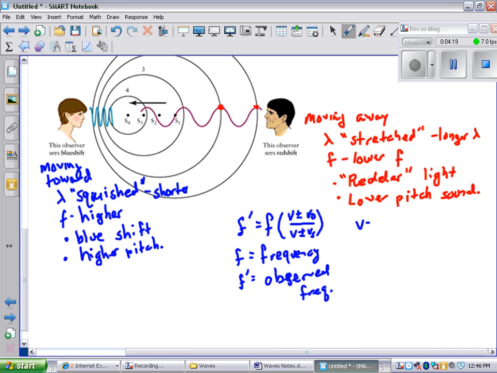V is the speed of the wave. So for a sound wave, that's going to be about 340 meters per second. VO is the speed of the observer. And Vs is going to be the speed of the source.